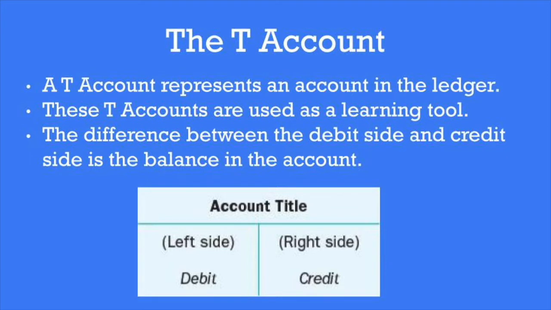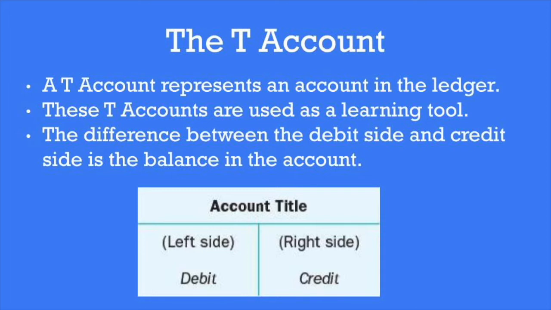One of the ways that we can best record changes in an account is by using something called a T account. And the T account is simply, as the name implies, it looks like a T. On the left side, it's a debit side, and on the right side, it's a credit side. So a T account represents an account in a ledger, and the T accounts are used really as a learning tool.